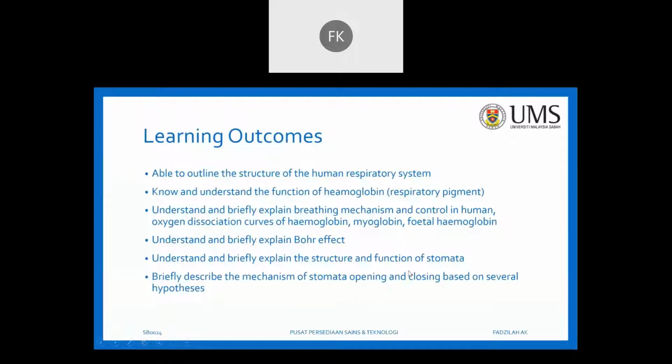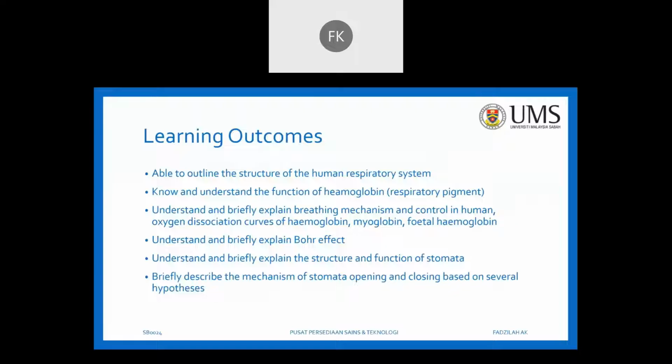These are the learning outcomes for the chapter. First, students should be able to outline the structure of the human respiratory system. Students should know and understand the function of hemoglobin, the respiratory pigment in humans.